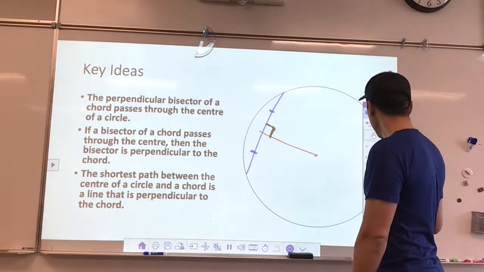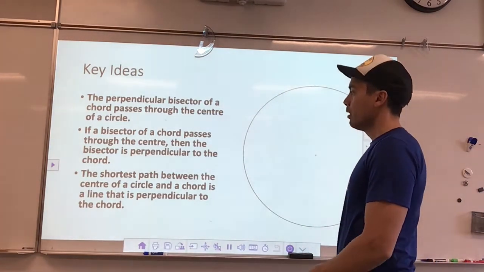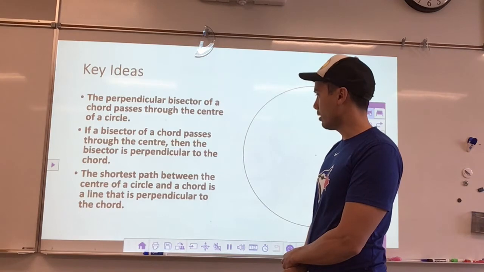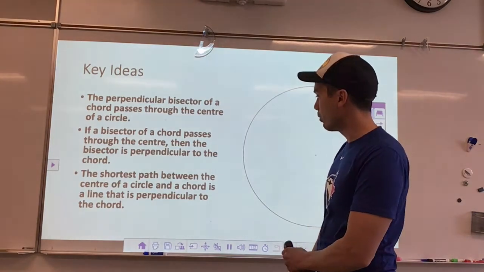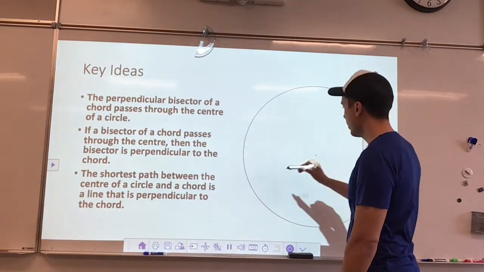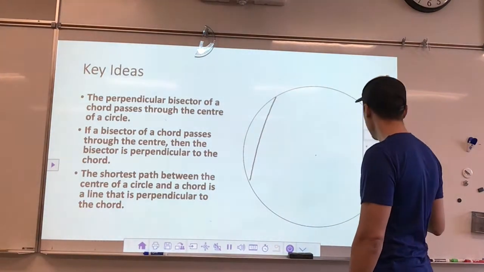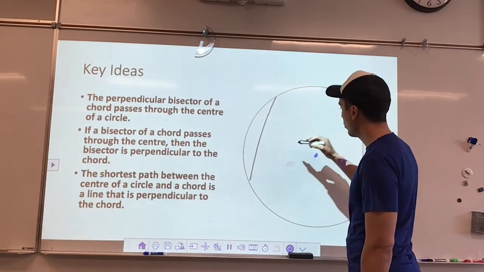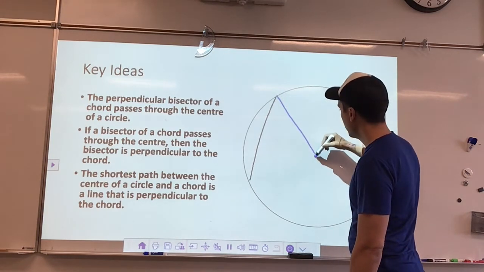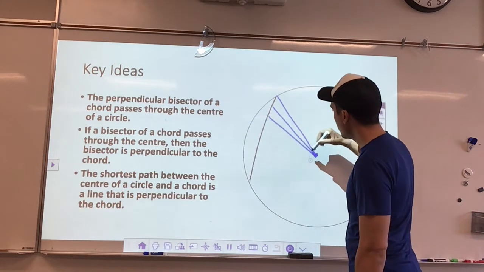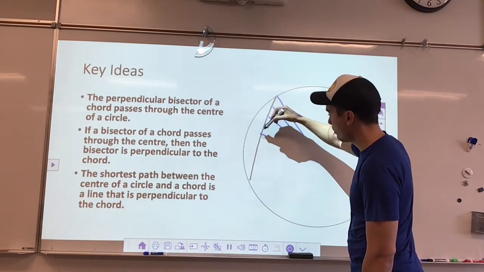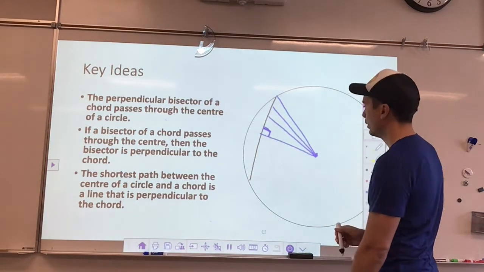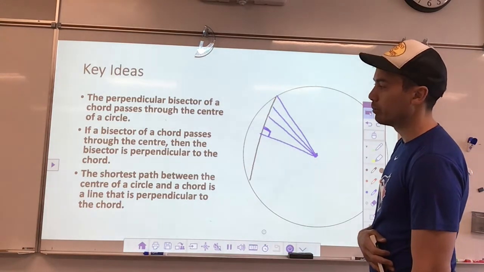Okay, so that was our second key idea. The last one: the shortest path between the center of a circle and a chord is a line that is perpendicular to that chord. So all this is saying is if I have this chord here, the shortest line between the center of the circle and this chord is not this one, it's not this one. It's going to be the one that cuts this chord in half and that is perpendicular. This will be the shortest distance. I think by my figure it's not exactly perpendicular, but hopefully you get the point.